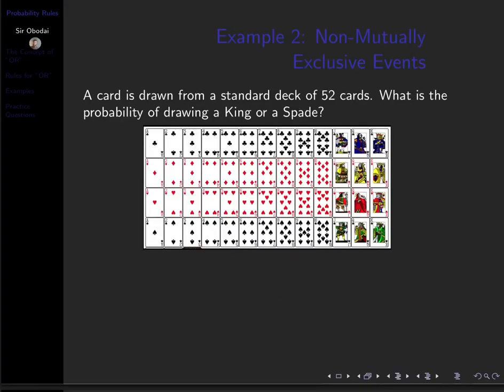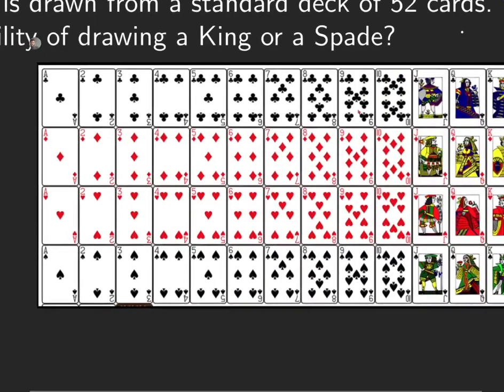Let's look at our next question. It says, a card is drawn from a standard deck of 52 cards. What is the probability of drawing a king or a spade? Let me zoom once again and then we consider these cards. We are talking of spades, and for a standard deck, we have 52 cards. So yes, there are 52 of these cards.